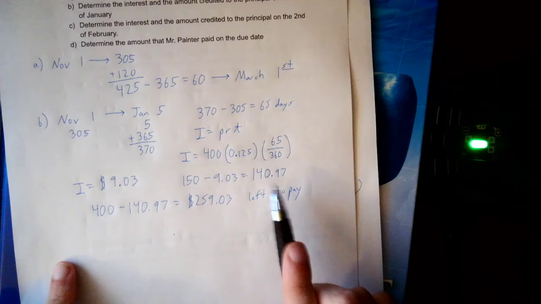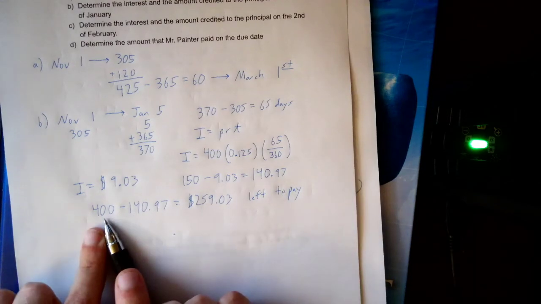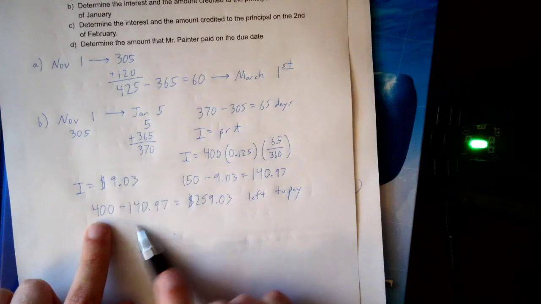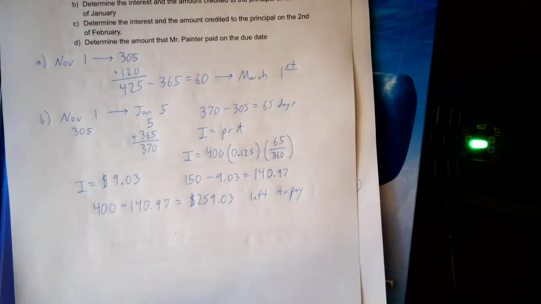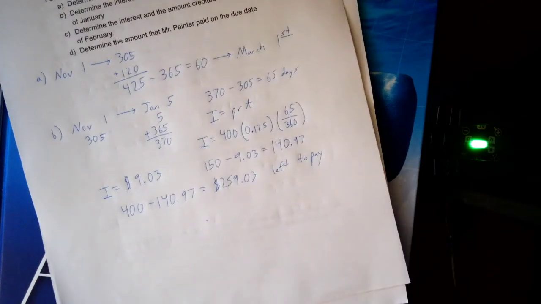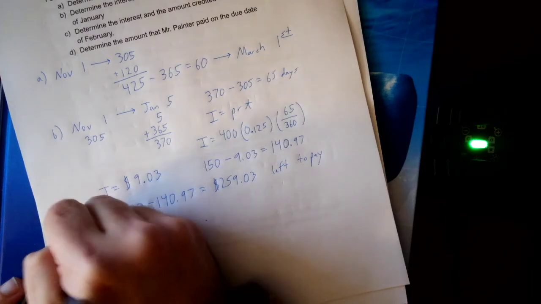Interest first, principal second. So the principal, $400, that's how much I borrowed. I have now paid $140.97 of it. That means I have $259.03 left to pay. Cool. That'll help me in part C.